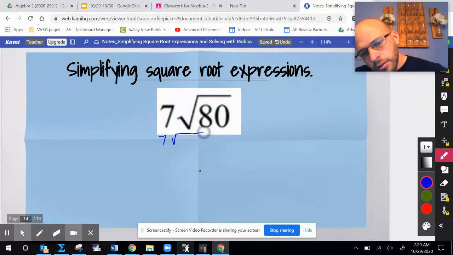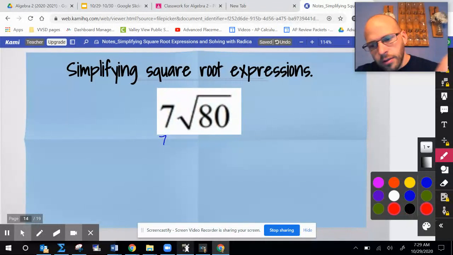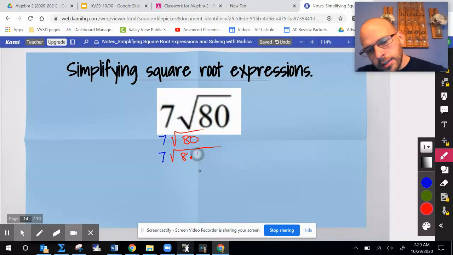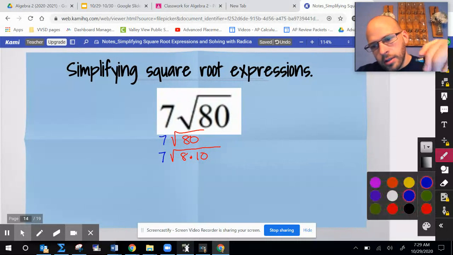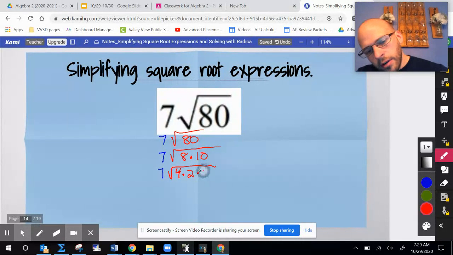So I have a 7 square root of 80. Oh, I should have made that red, right? Let's do that again. Okay, so now I'm going to keep that 7 in front. Let's break down that square root of 80 into smaller pieces. I'm going to say 8 times 10. And then I have a 7 still out front. I think I can break down 8 a little further to 4 times 2. And we can break 10 down into 5 times 2.